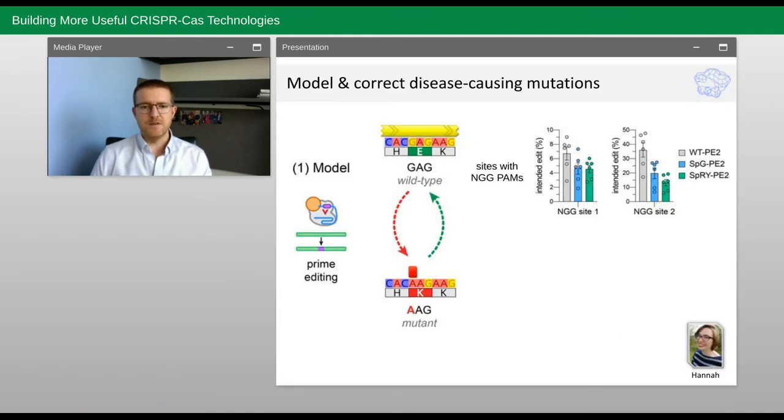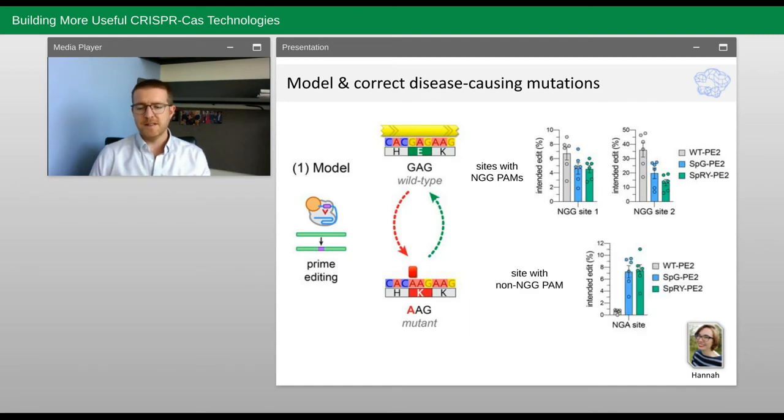So what we're able to do is build SPG and SpRY versions of prime editors and observed very reasonable levels of on-target prime editing with these enzymes, both at sites that are accessible with the wild-type enzyme, so having NGG PAMs, but also at sites that were essentially uneditable before with the wild-type PE. But now with both SPG and SpRY, we see very comparable levels of prime editing to what we see with wild-type on NGG, but now with SPG and SpRY on a site with an NGA PAM.